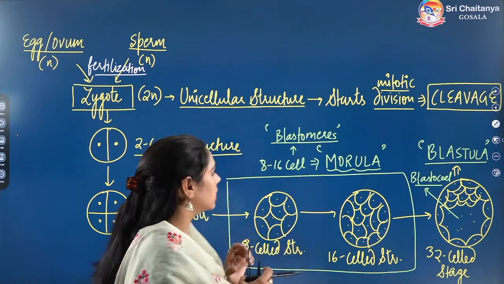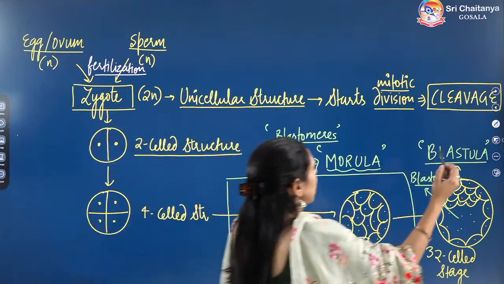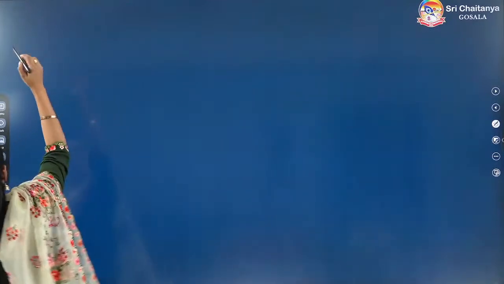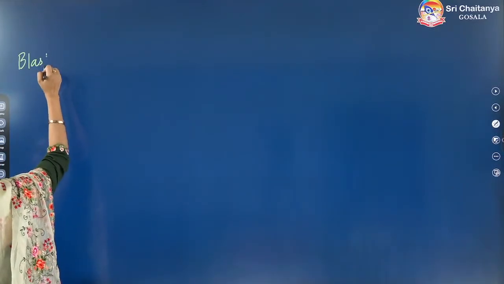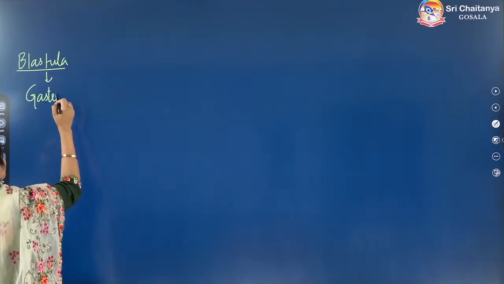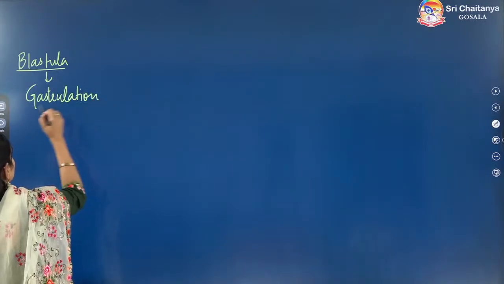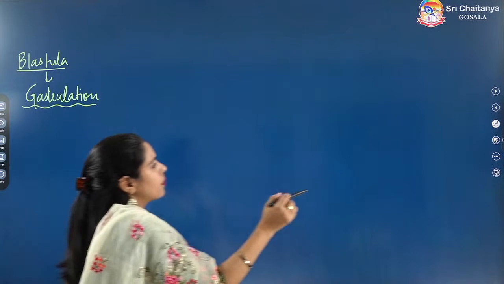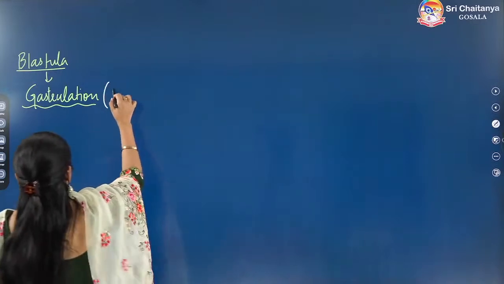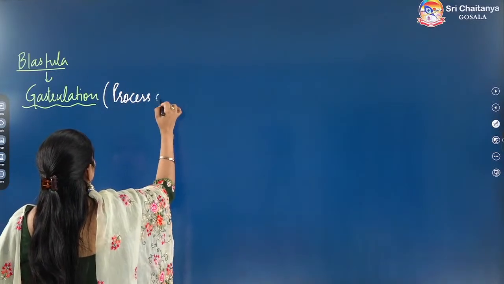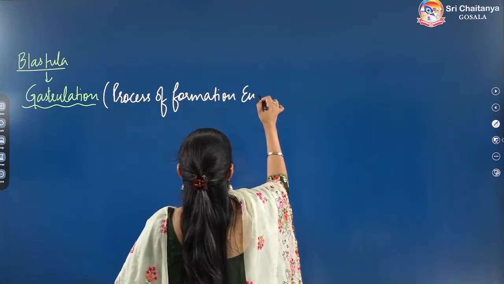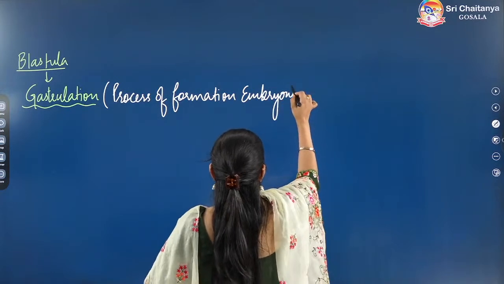Alright. Then what will happen after this blastula? A very important process will occur, that is known as gastrulation. So what is gastrulation, everyone? Gastrulation is the process of formation of embryonic germ layers.